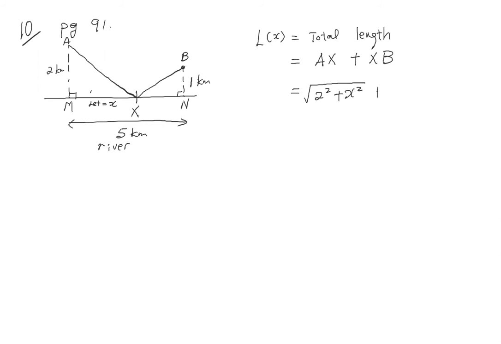Then for BX, I have to know the length of XN. I have to write XN in terms of X. So it will be 5 minus X. So it will be 5 minus X, the whole thing square plus 1 square. What theorem is this? What theorem is this, Brandon?